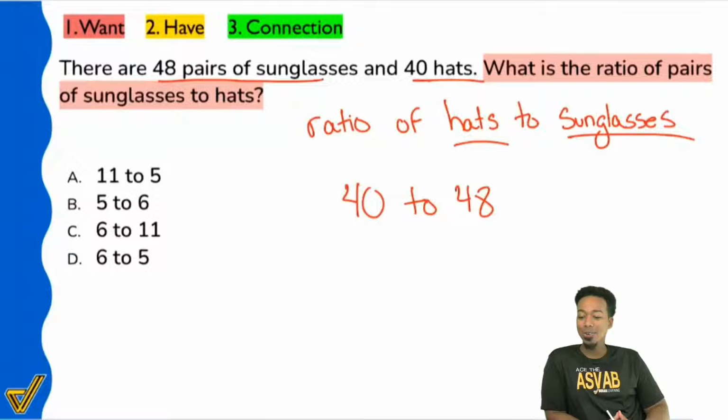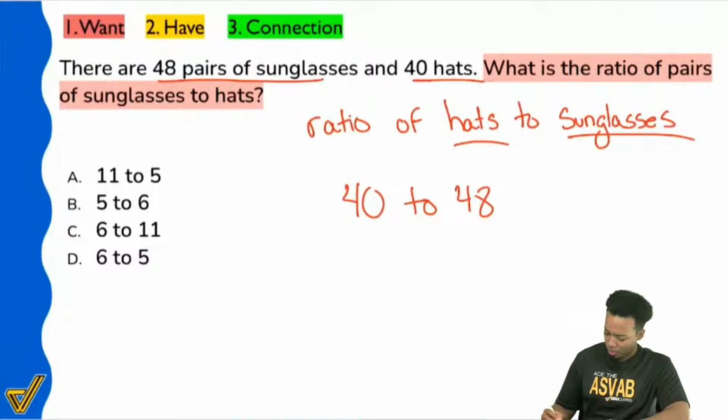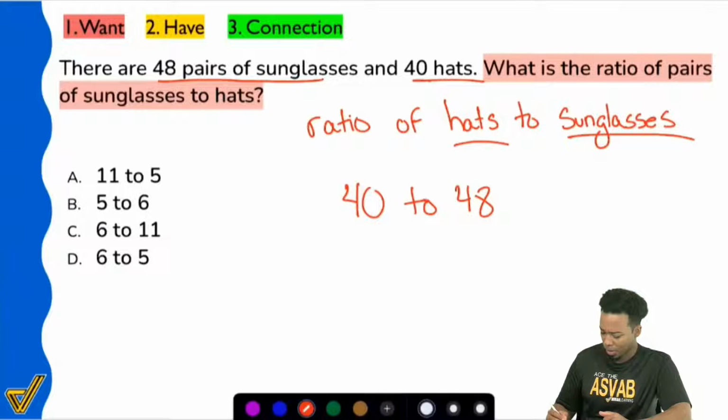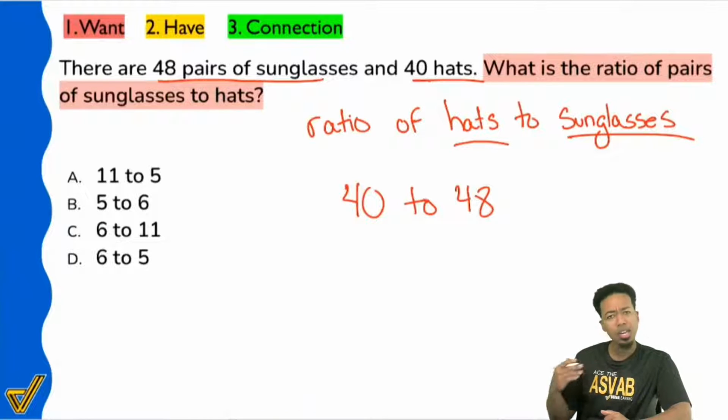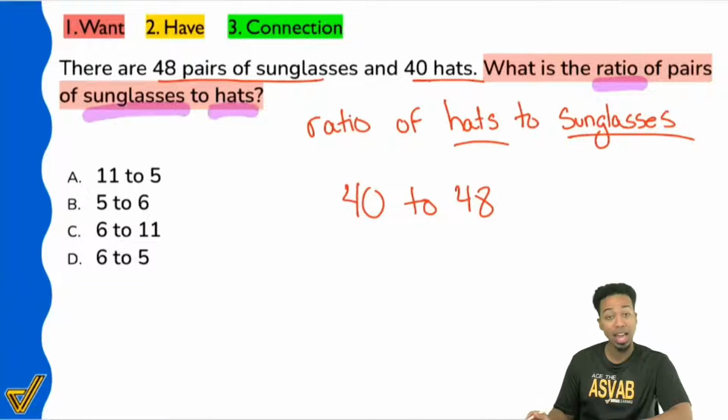It's backwards. It asks for sunglasses first, then hats. So, okay, my party people, let me call myself out on what the error was. Here's what I did on purpose. Notice how the question asks, what's the ratio of sunglasses to hats? Everyone, when it comes to ratios and proportions, does the order matter? Does the order of the representation matter?